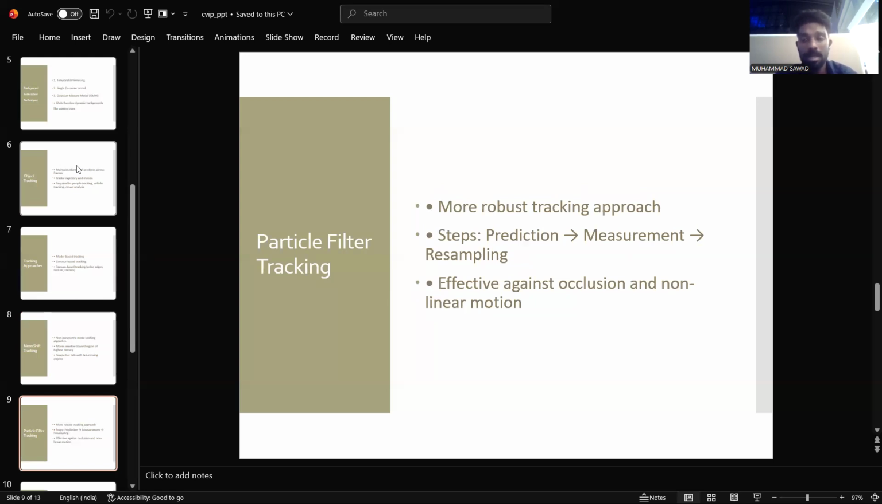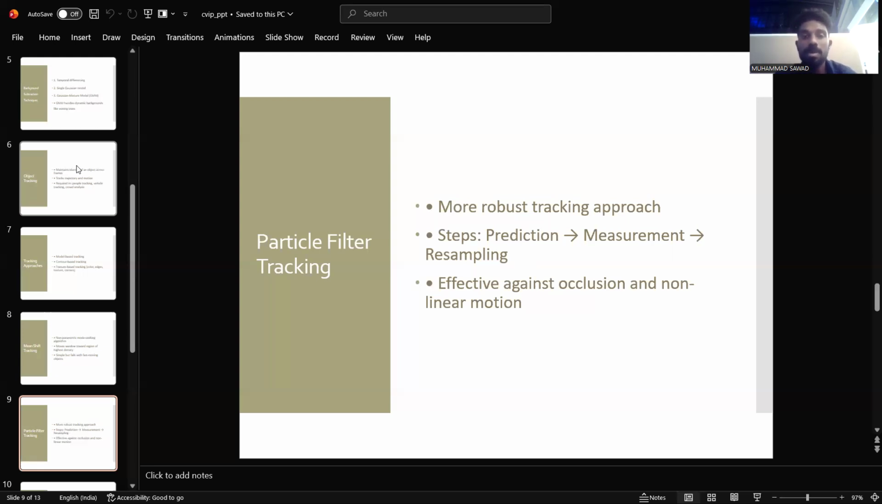Particle filter tracking is another type of tracking in which the particle filters are a more advanced and robust type of tracking. They model motion in a probabilistic way and operate through three main steps: the first one is prediction, the second one is measurement, and then resampling. In the first step, prediction, it anticipates where the object could move. It predicts the output where the object can move.